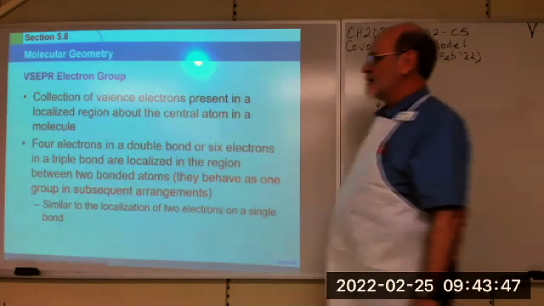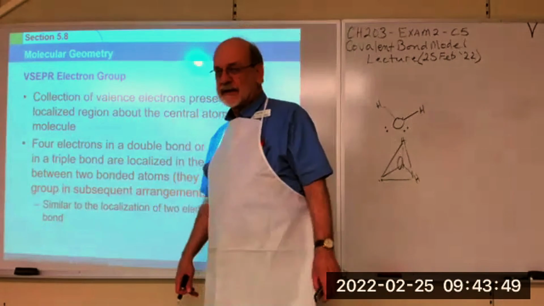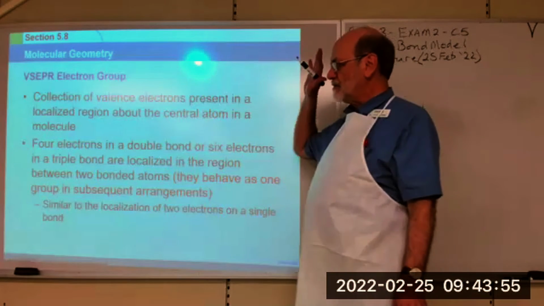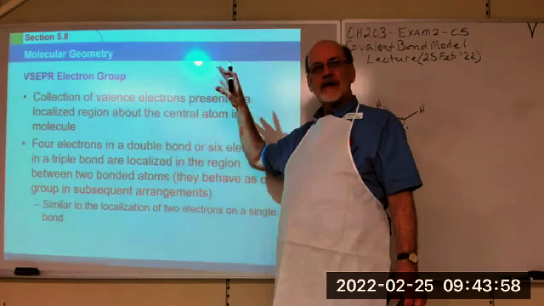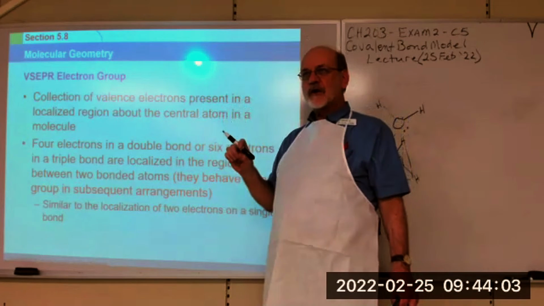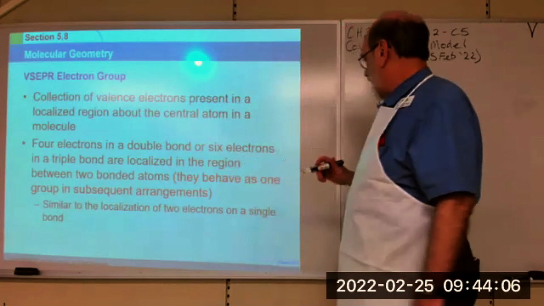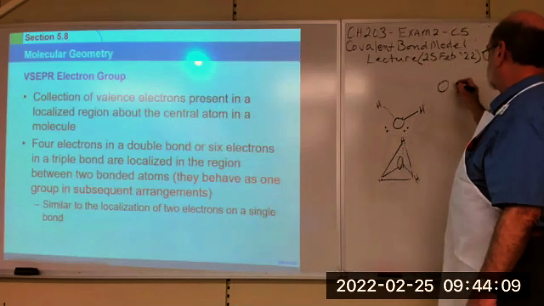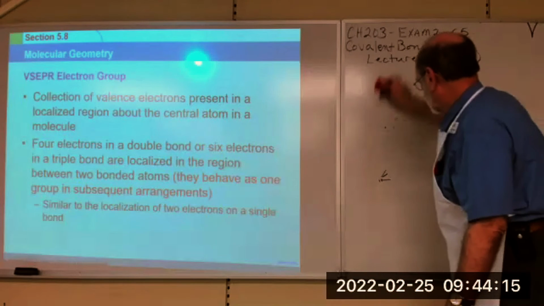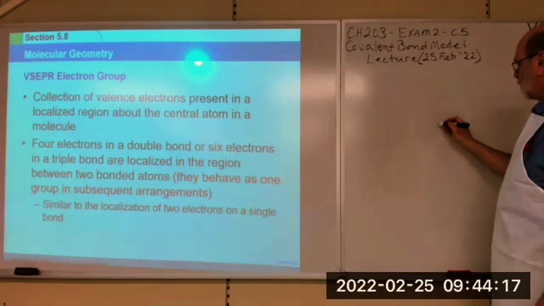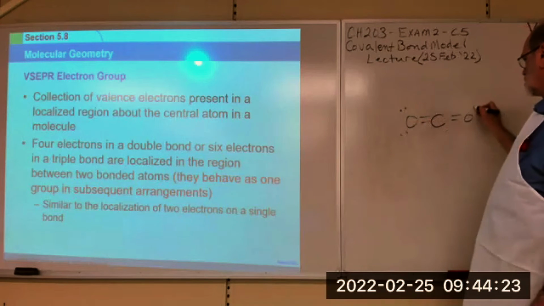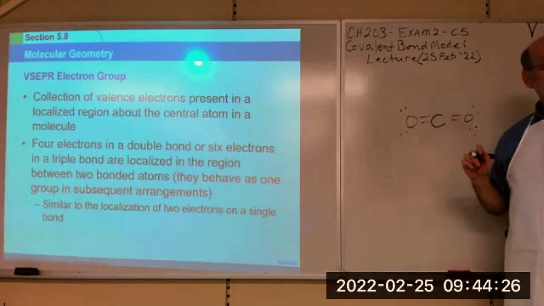VSEPR says valence shell electron pair repulsion. I disagree. The way the theory is used is based upon electron group repulsion. So if we have something like this, give myself some more room here. If we have this one, carbon dioxide, okay.